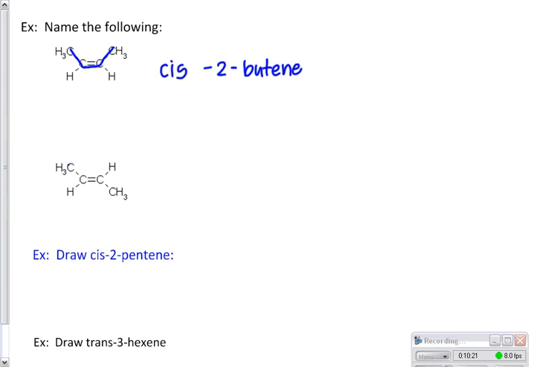If you look at the next one, you still have a 4-carbon parent chain. The location of the double bond is still 2, but because those H's are across the double bond from one another, we would call that a trans 2-butene. And that's where that name for trans fats comes in.